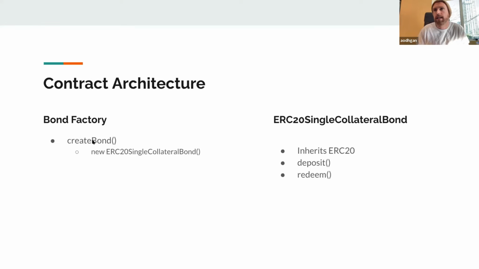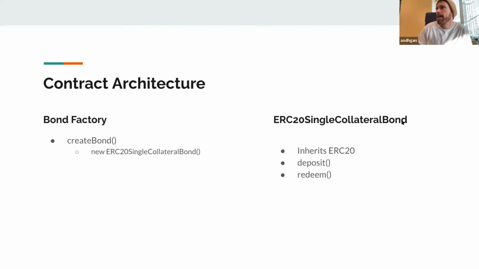So within create bond, we have created this new ERC20 single collateral bond. For the first version of performance bonds, there is only the ability to provide one underlying ERC20 as collateral. And we have not yet built the functionality to accept an ERC721. So it just takes one ERC20 compatible token.